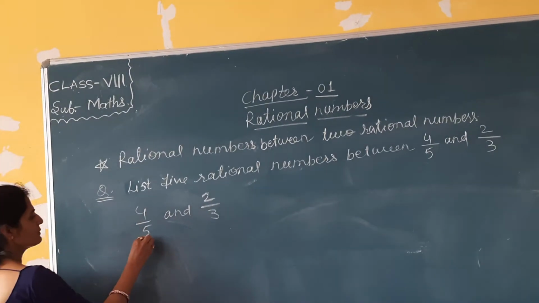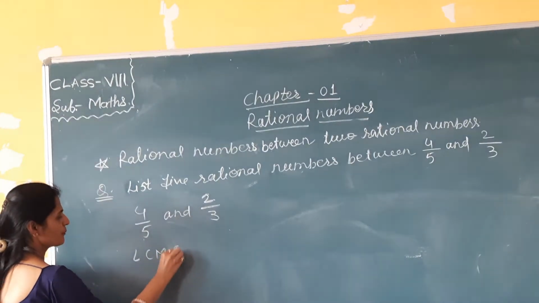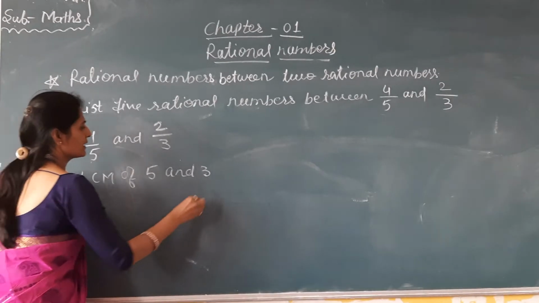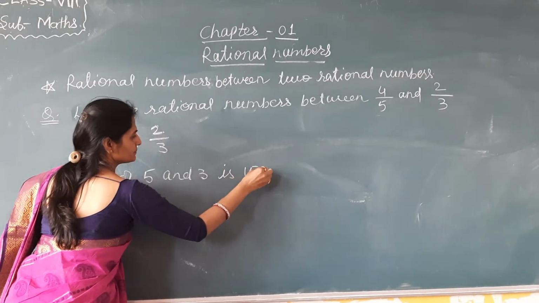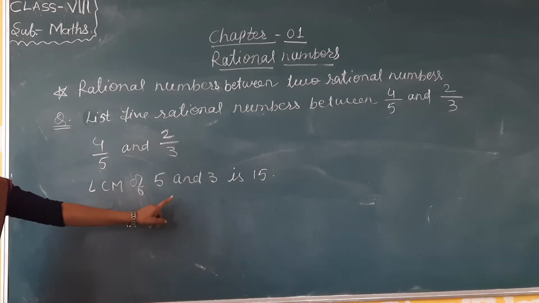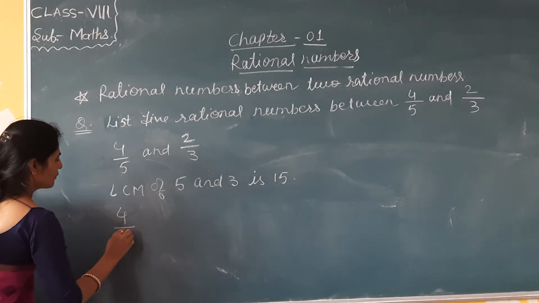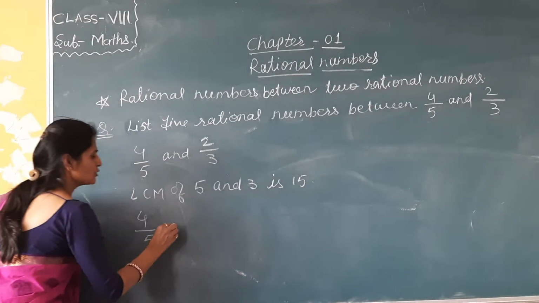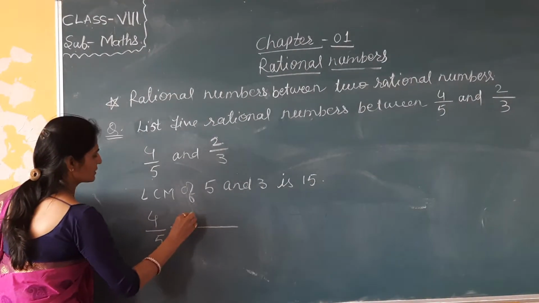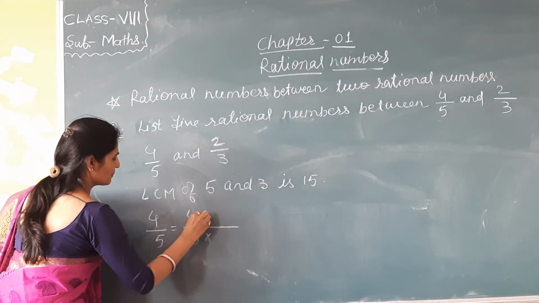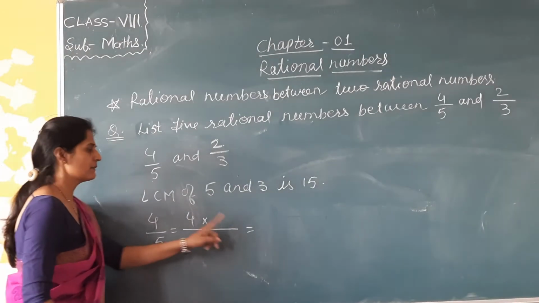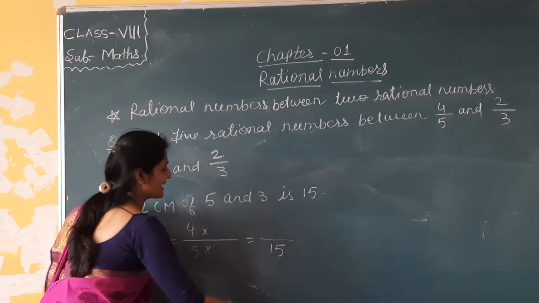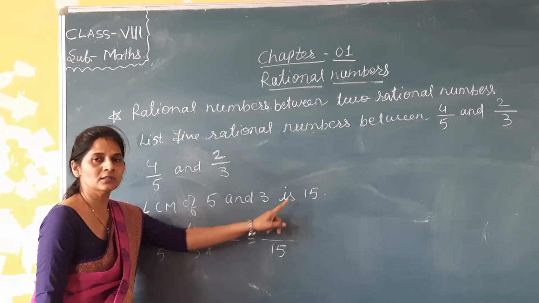For this, first we will take the LCM of 5 and 3. So LCM of 5 and 3 is 15. Now we have one of the rational number 4 upon 5. We change that rational numbers into equivalent rational number. हमें क्या करना है, इस 4 upon 5 को इसके equivalent rational number में convert करना है, change करना है as denominator is equal to the 15.